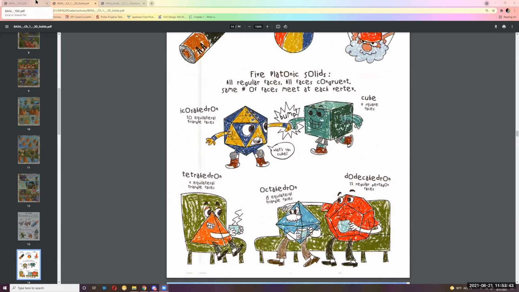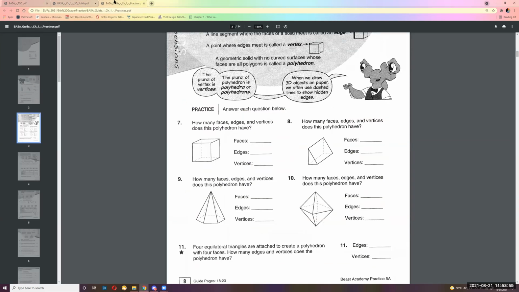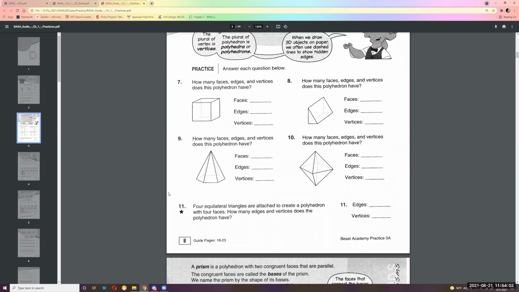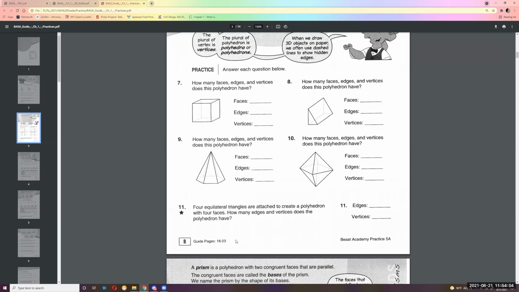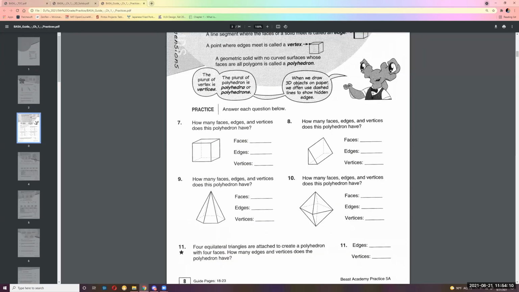I think I will kind of wrap this up with what we've covered so far. So we went through 3D, introducing what a 3D shape is. We went through some of the basic 3D solids. And then we looked at Grog's notes just now, which was the colorful 2 pages of different shapes. So in the practice book, it says we have pages 18 to 23 as the guides, which we covered, which is just the solids chapter. So I'll start with this next time and kind of go through them.